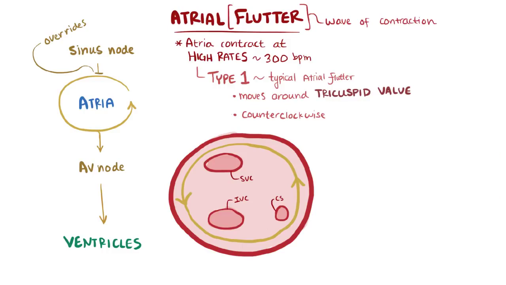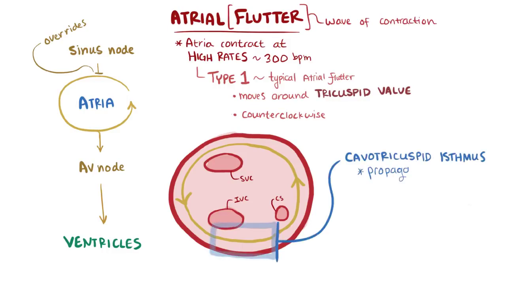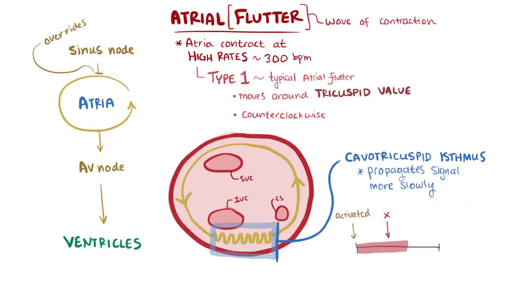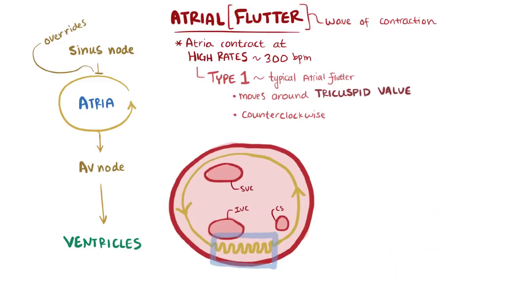In this case, a stretch of tissue along the pathway called the cavo-tricuspid isthmus propagates the signal more slowly than the surrounding tissue. Tissue that was just activated can't be activated again until a certain amount of time has passed, which is called the refractory period. So that slow propagation through the isthmus gives the tissue enough time to be out of refractory, and therefore the circuit can loop back on itself.